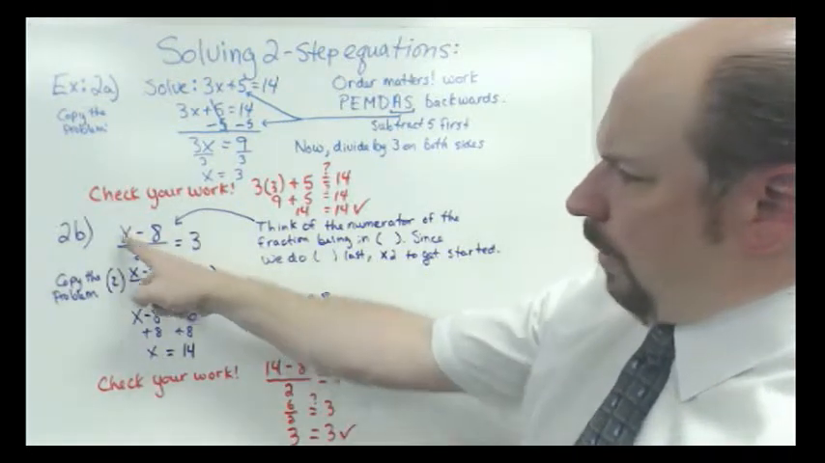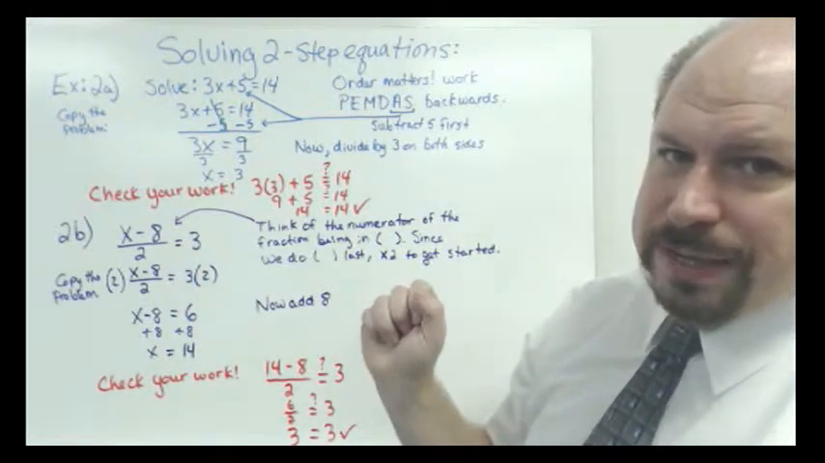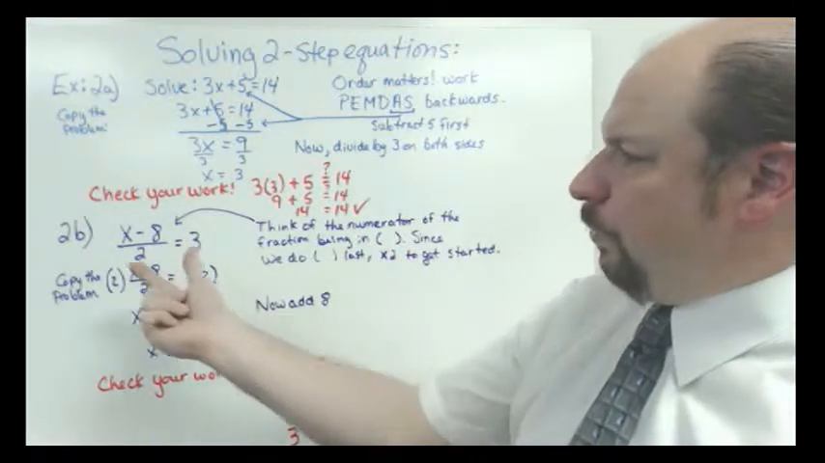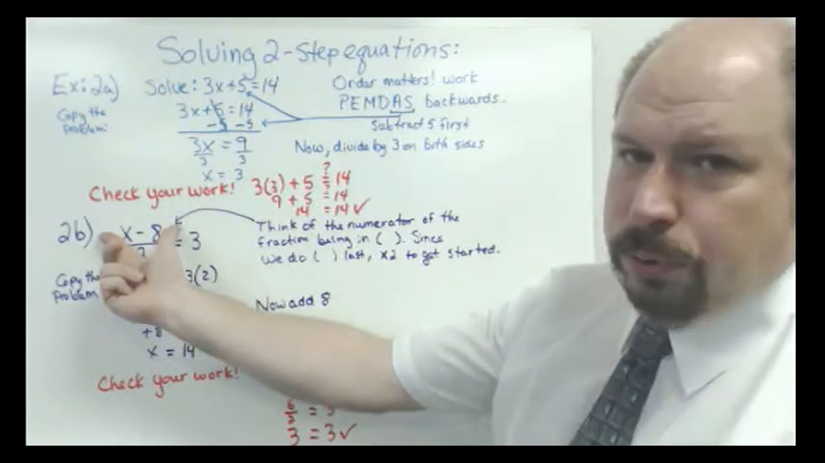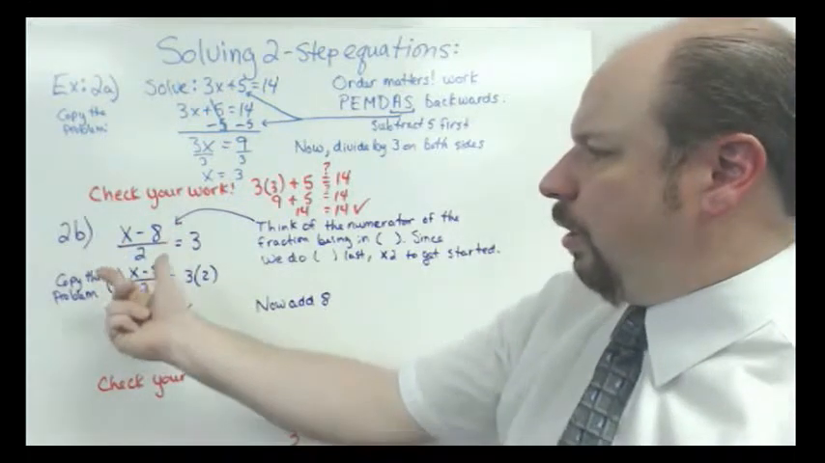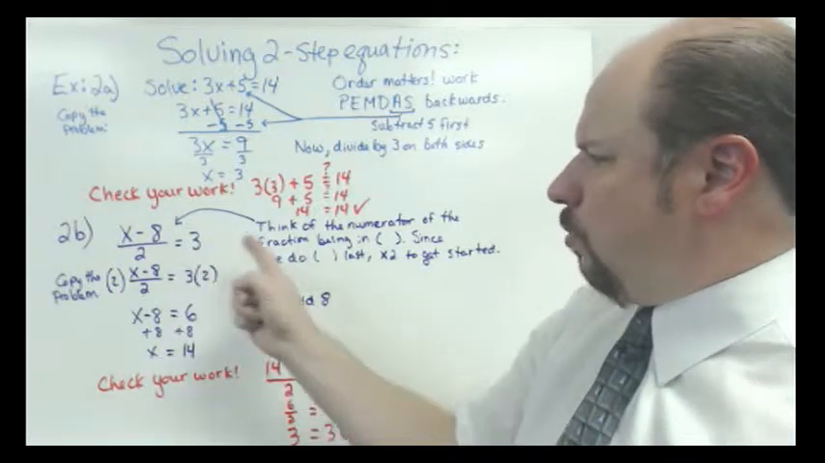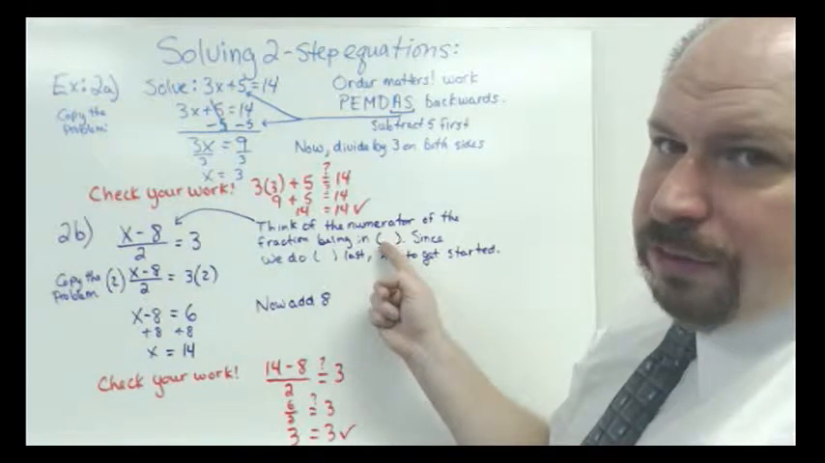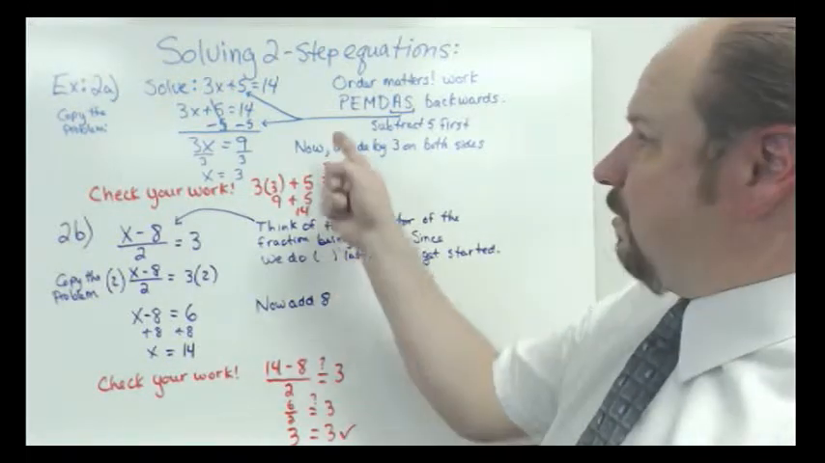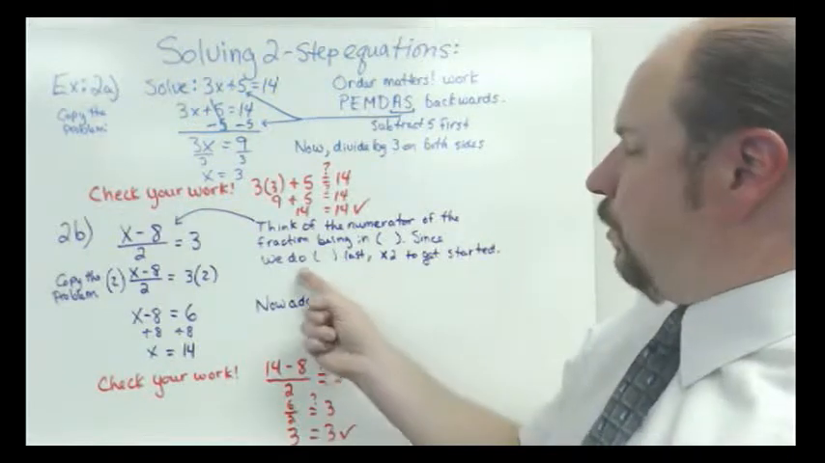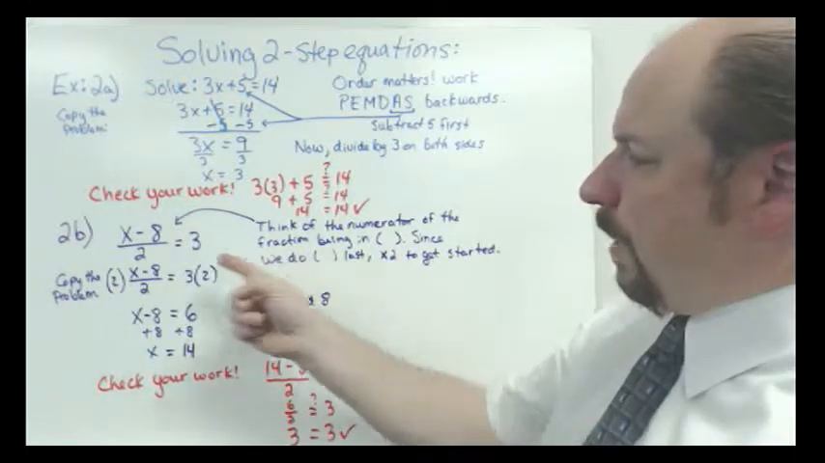Okay, next example. x minus 8 over 2 equals 3. So in this example, we kind of have to think of things a little bit differently. What's up here in the numerator we have to think of as being in parentheses. This is all one thing going on here. And we're dividing this entire thing by 2. So since we have to think of that in parentheses, we have to do what's in parentheses last for order of operations. Okay, so in this case, what we're going to do is go ahead and multiply by 2 first.